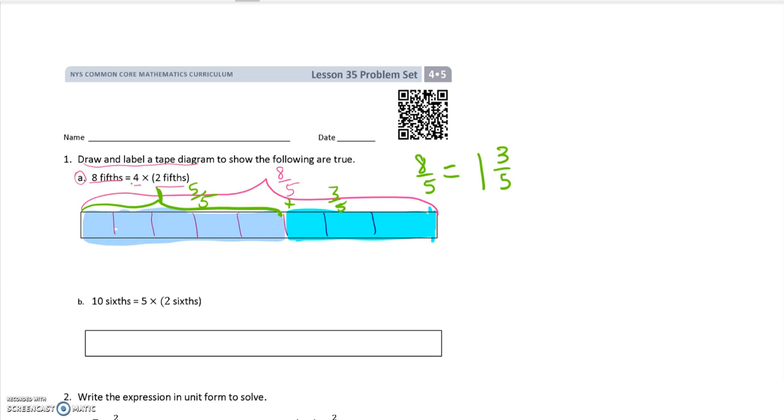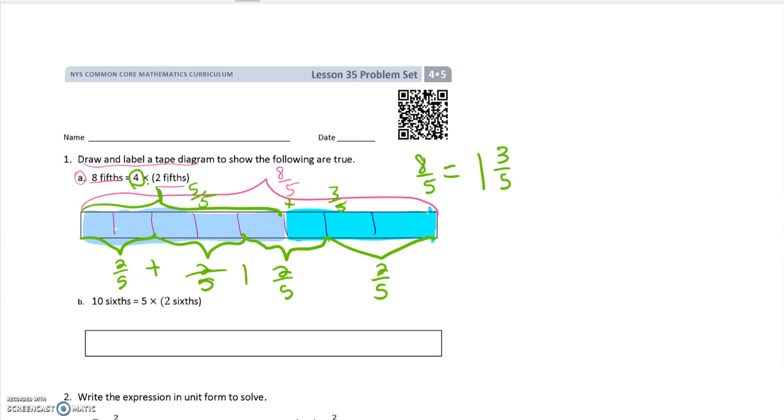Now it says I have to show how 4 groups of 2/5 would be equal to 8/5. So I'm going to make 4 groups of 2/5. Here are 2/5. Here are 2/5. And if you have trouble making the little bracket, like I'm just making it squiggly, I don't really care. You can just make a little V shape. 2/5. So I have 1, 2, 3, 4 groups of 2/5.